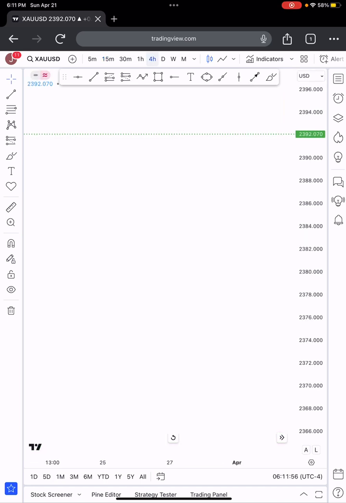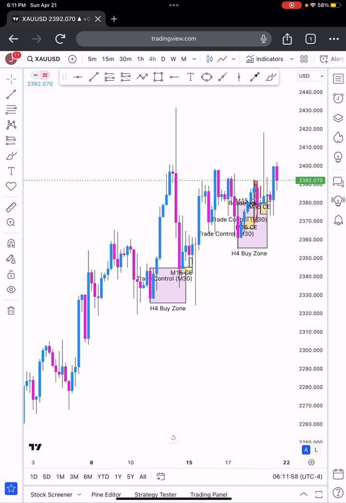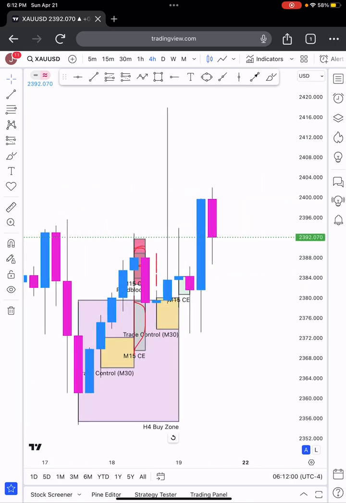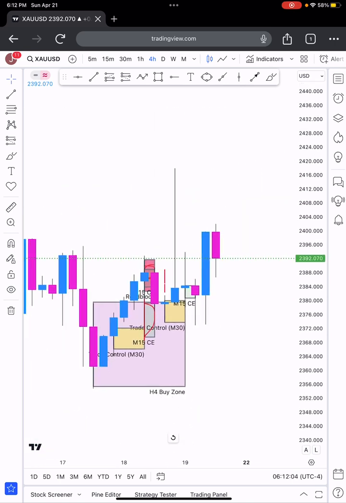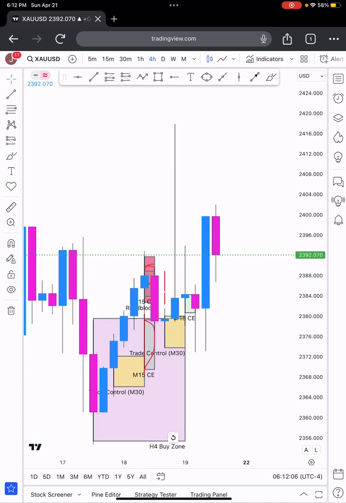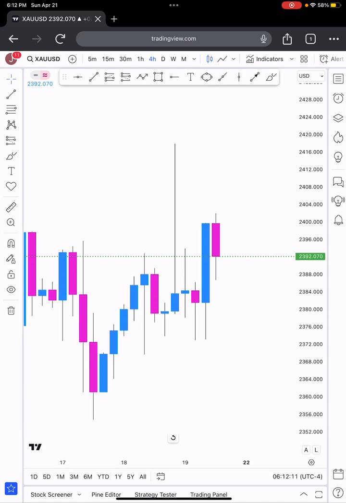So I go back to the 4-hour time frame. Okay, so let's see. What else do we have here? So we did that. Let's remove all this stuff. I got a lot of drawings. Okay, so let's take this as an example. This is an engulfing sell. So price.